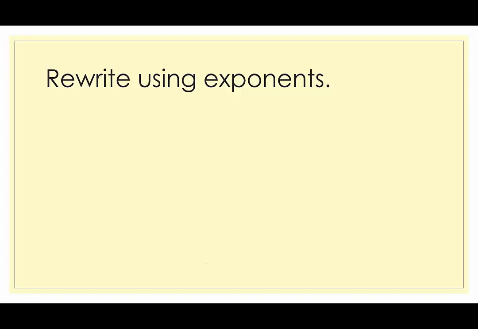In our first example, we're going to rewrite using exponents. We're going to be given the repeated multiplication, and we're going to rewrite using exponents. In letter A, we have x times x times x times x times x. So the base, the thing that's being repeated, is x. And how many times is it being repeated? 4 times. So we would say that that's x to the 4th.